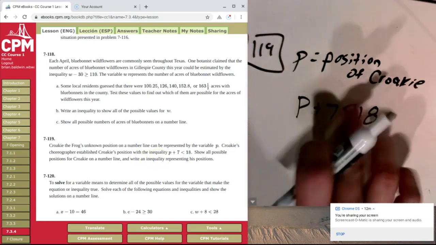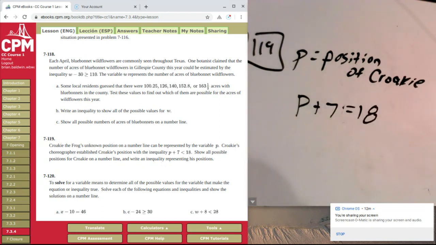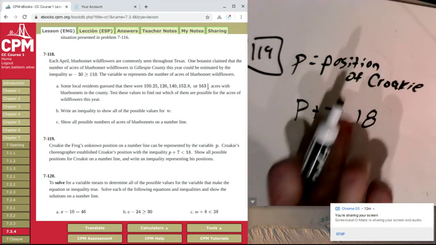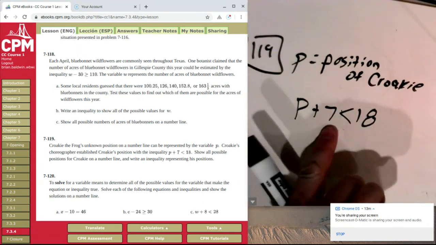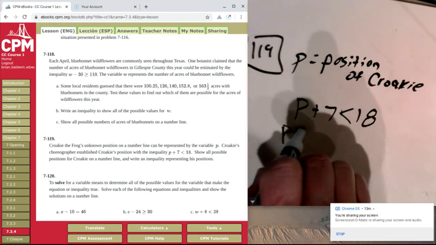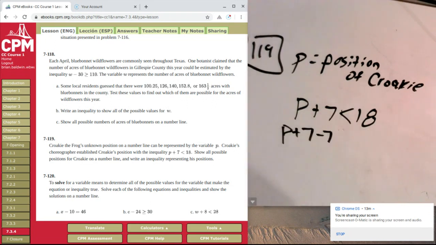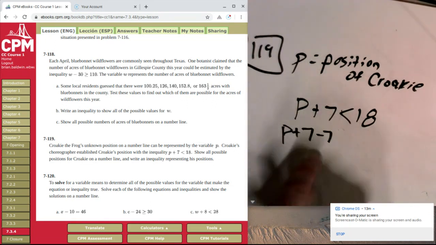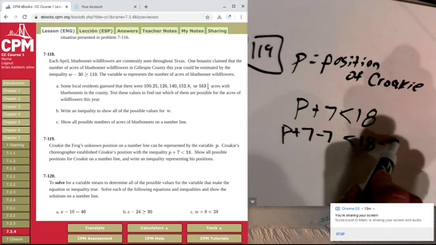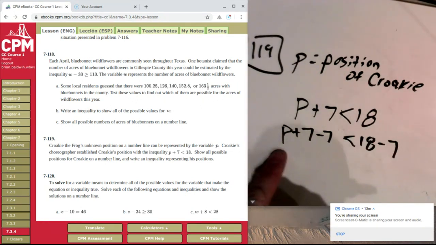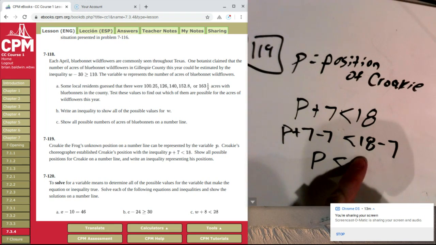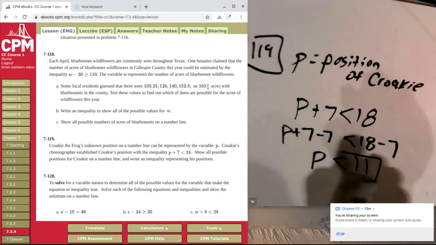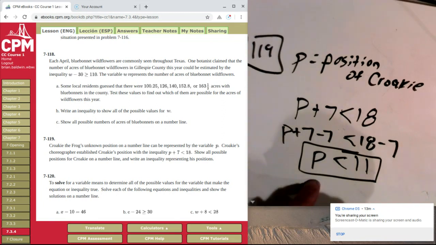Show all possible positions for Croaky on a number line and write an inequality representing the positions. So we need to solve this. If this was an equal sign, I bet you guys can tell me what P would be equal to. All right, so we're going to replace that equal sign with what they gave us, which is a less than symbol, and go ahead and solve for P. So to get rid of that 7 that we're adding, we use the inverse of adding 7, which is subtracting 7, because we want to undo that adding. But if I subtract 7 from this side, we need to subtract 7 from this side as well. So what's left over here? If we have P and we added 7, then we took 7 away, all we have left is our variable. And that's less than 18 minus 7, which is 11. So we know our inequality, our answer for the position of Croaky has to be less than 11.